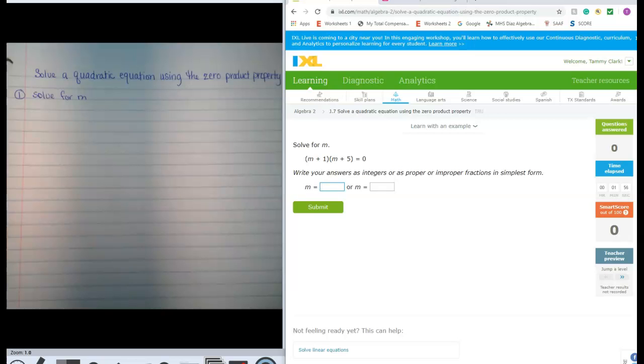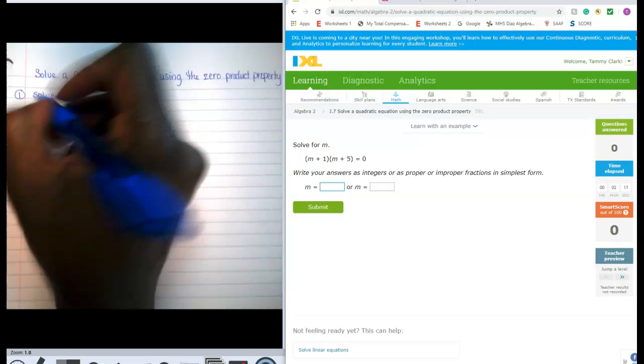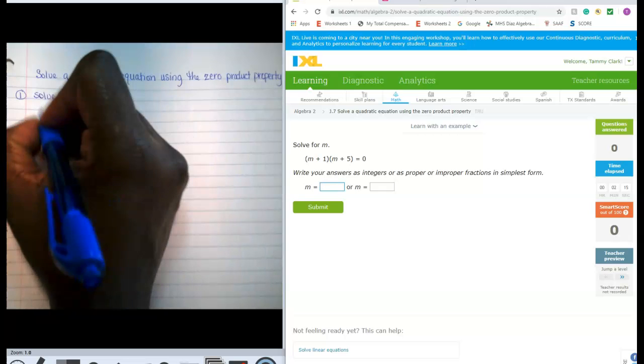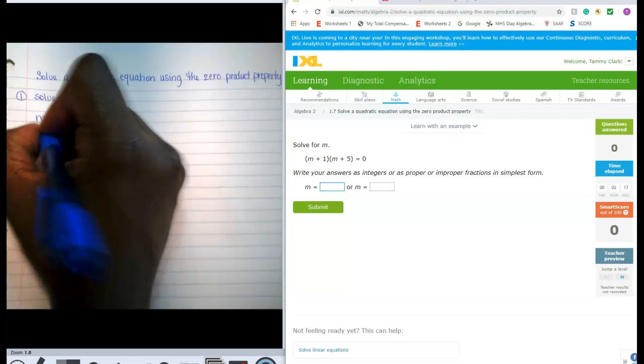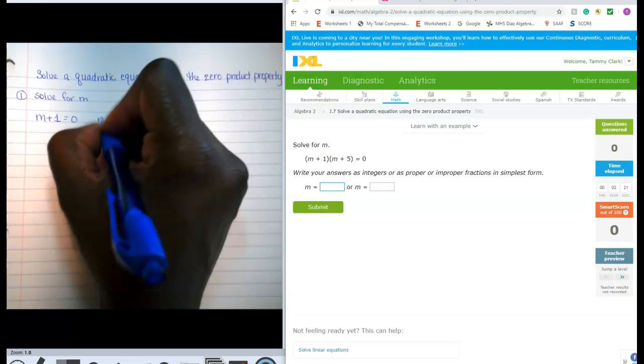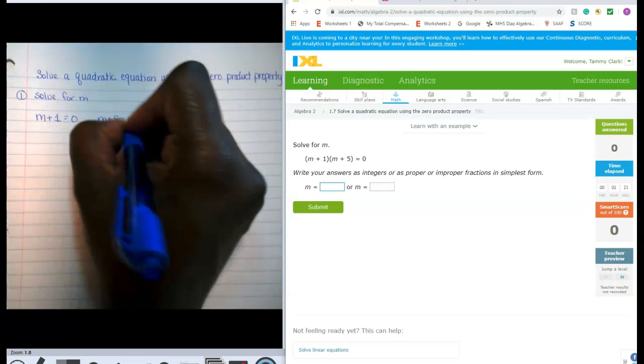So if I do 6 times 0, that's 0. So some number times 0 always gives me 0. We just have to find out what those numbers are. So here we've got our first question. It says solve for m. So we're going to set both expressions equal to 0. And then we're going to solve.